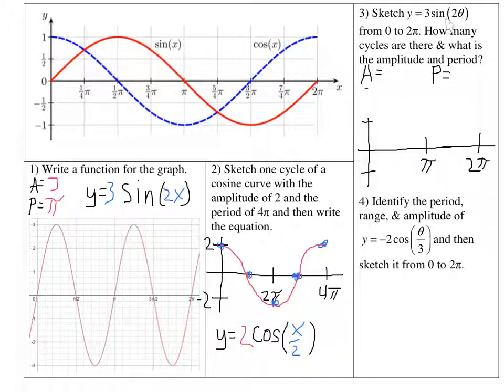y equals 3 sine 2 theta. From 0 to 2 pi, how many cycles and what are the amplitude and period? So let's first start with amplitude and period. That number is always your amplitude. So your amplitude is 3.